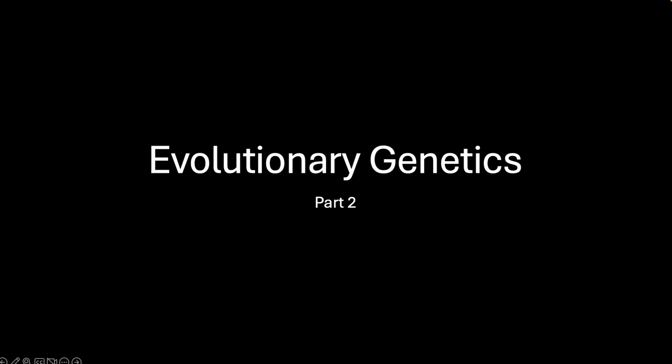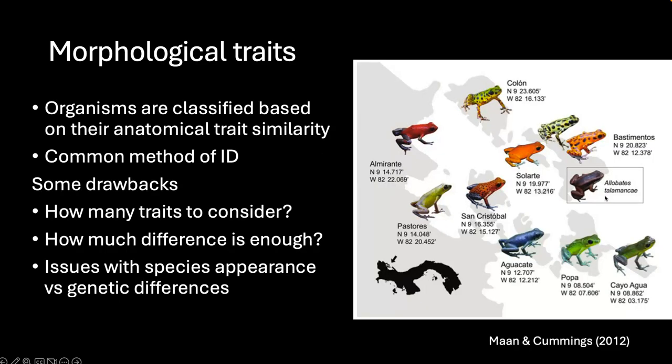This video will continue our discussion of evolutionary genetics. In the previous video, we ended with four definitions of a species, and here we will dive into these definitions a bit more. The first one we'll dive into is the morphological species concept, which defines organisms based on shared traits. This is a super common method, but it's not perfect.